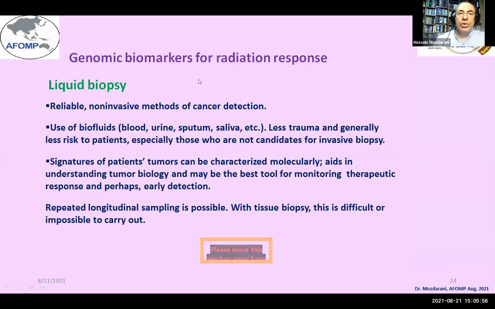To do a radiogenomic study, we can use samples obtained by liquid biopsy instead of tumor tissue. Liquid biopsy from, for example, blood, urine, sputum, or saliva is a reliable, non-invasive method for cancer detection and prediction of tumor response to radiation. It causes less trauma and generally less risk to patients, especially those who are not candidates for invasive biopsy. Signatures of patients' tumors can be characterized molecularly, which aids in understanding tumor biology, and may be the best tool for monitoring therapeutic response and perhaps early detection. Repeated sampling is possible, whereas with tissue biopsy this is difficult or impossible in some cases.